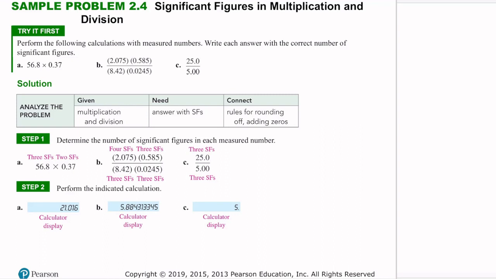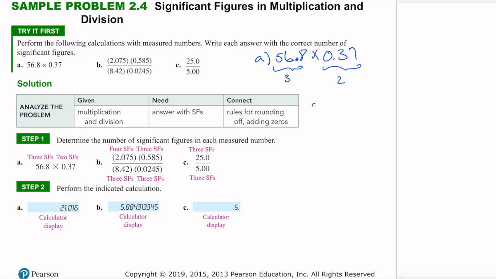Let's work some multiplication and division problems. A says 56.8 times 0.37. If we put that into the calculator, 56.8 times 0.37, we see that we have three significant figures in the first value and two significant figures in the second value. Since we're multiplying and dividing, we're limited by the least number of significant figures.